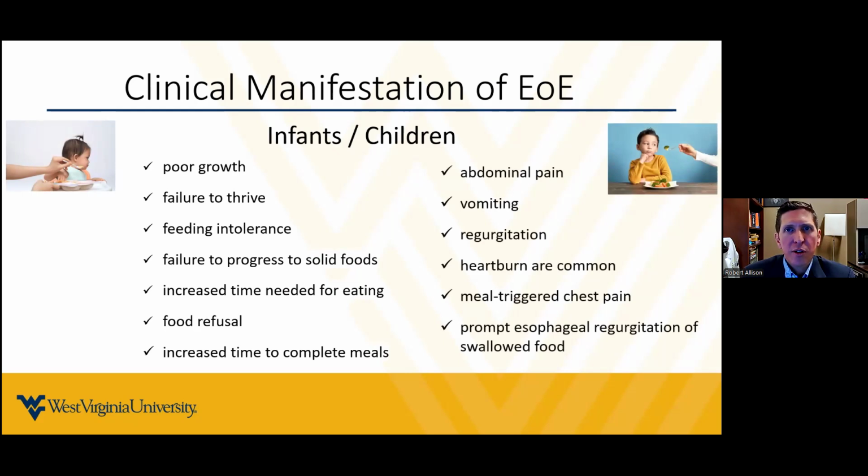When you think about children, it's a little bit more obvious or mechanical. And so they can have abdominal pain or vomiting. They may have some regurgitation. Heartburn is common in that population. They may have mealtime triggered chest pain. And they may have prompt esophageal regurgitation of swallowed food. So again, it's much more of a mechanical obstruction leading to symptoms.